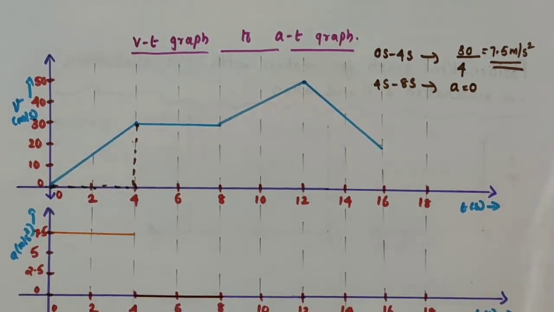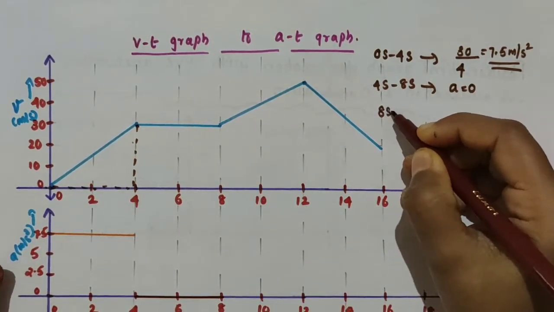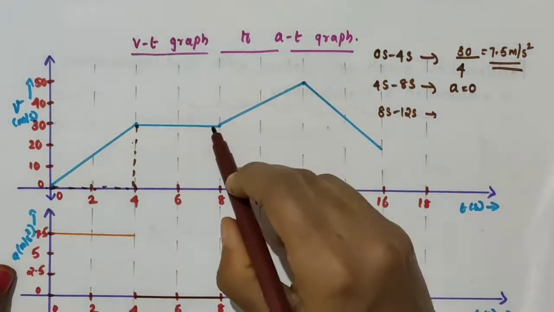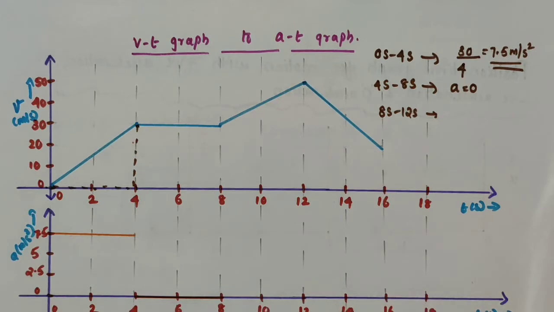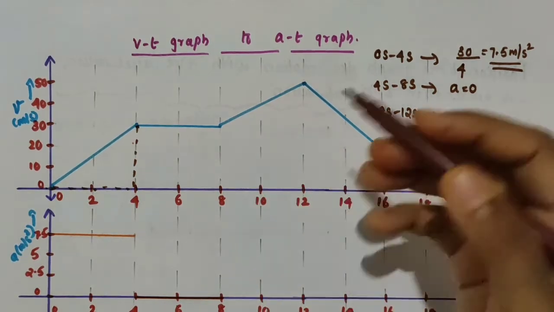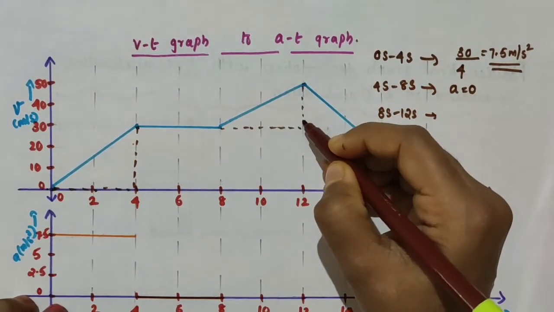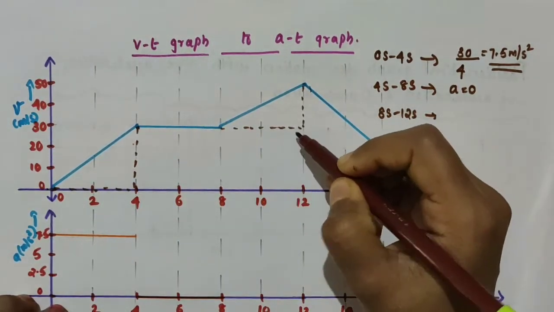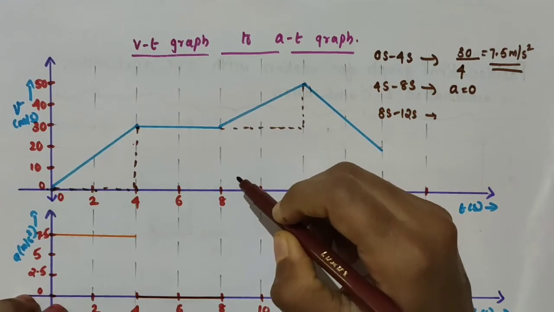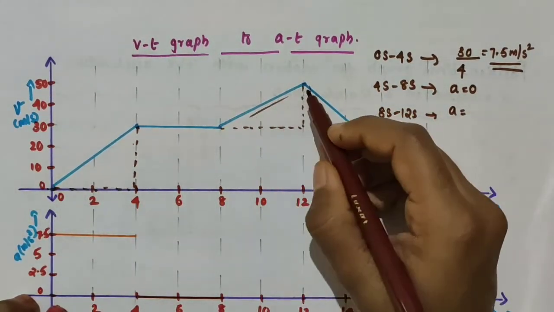Next, consider 8 seconds to 12 seconds. You can see from 8 seconds to 12 seconds, the velocity time graph is a straight line which is inclined to the time axis. So it is clear that the acceleration is a constant. Now what about the value of that acceleration? It is the slope of this graph. So you just want to form a triangle by drawing two lines like this. Then this side divided by this side will give you the slope of this line. So acceleration in this case will be the slope of this graph.